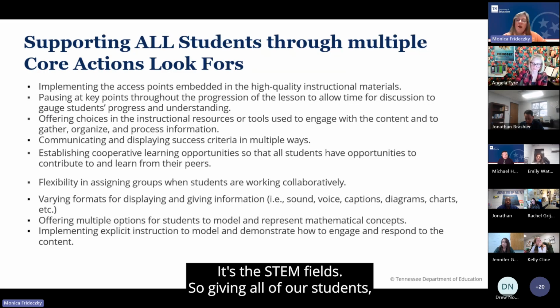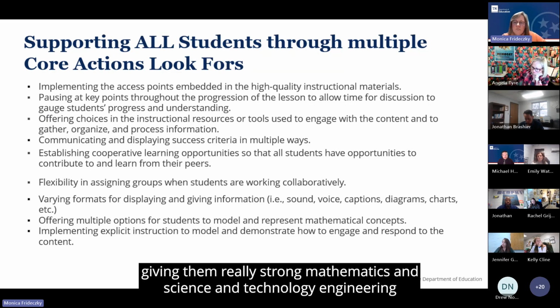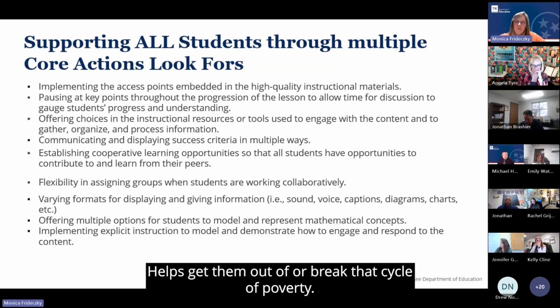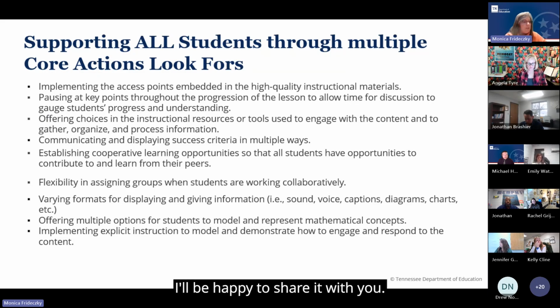So giving all of our students, economically disadvantaged, ESL students, special education students, really strong mathematics and science and technology and engineering opportunities helps get them out of or break that cycle of poverty. If anybody would like one of those articles, I'll be happy to share it with you.